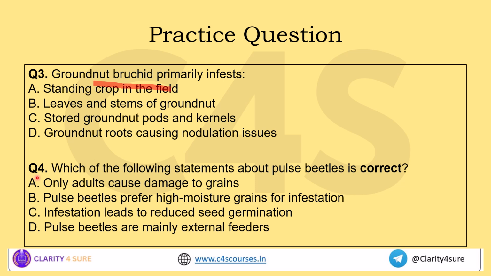Okay. Moving on, the fourth question of today's session is: which of the following statements about pulse beetle is correct? First option is only adults cause damage to grains. Second is pulse beetles prefer high moisture grains for infestation. Third is infestation leads to reduced seed germination. And last is pulse beetles are mainly external feeders.